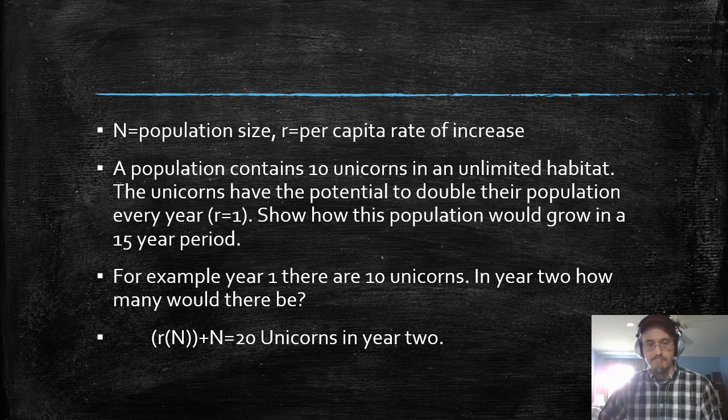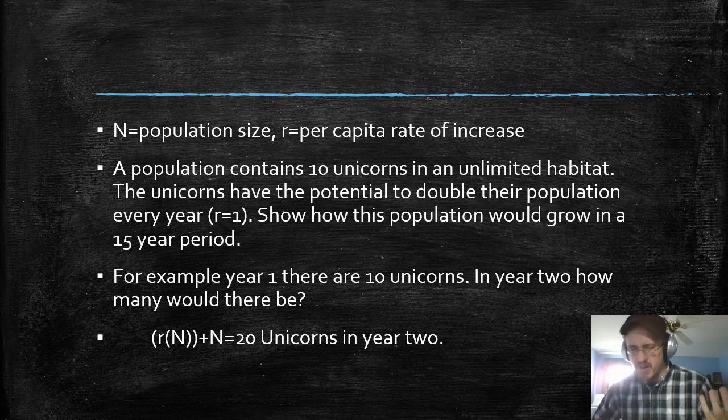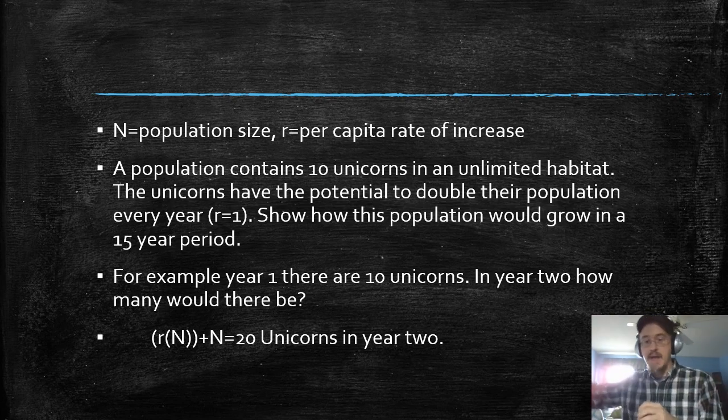We've talked about that. A population contains 10 unicorns and an unlimited habitat, so they have all the stuff they need. The unicorns have the potential to double their population every year. So R equals 1 in that case. How do we know that? R is 1. So that means for every individual now, there will be a baby made by the end of the year. Okay? So for everyone now, there's another one by the end of the year. So R is 1. Everyone adds another one. Okay? That's R of 1.